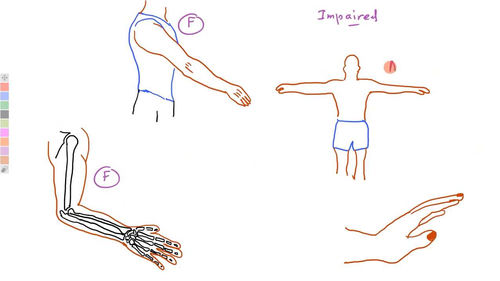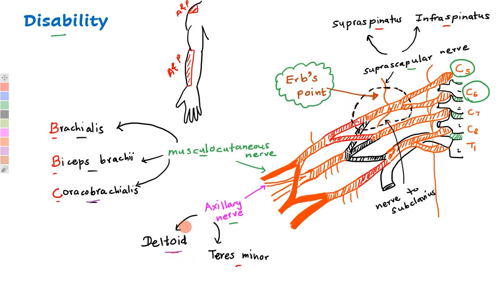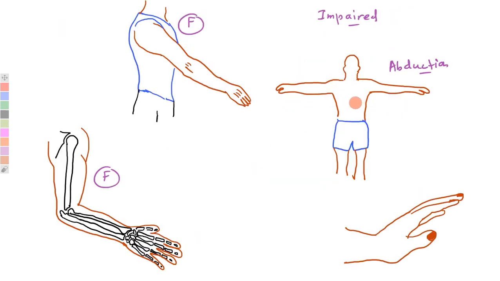This is the abduction action of the shoulder joint. Abduction is taking the arm or taking the limb away from the midline. So this is the abduction action of the shoulder joint. It is done by the lateral fibers of the deltoid and the supraspinatus muscle. As these two muscles also get paralyzed in Erb's palsy, this action also will be impaired.